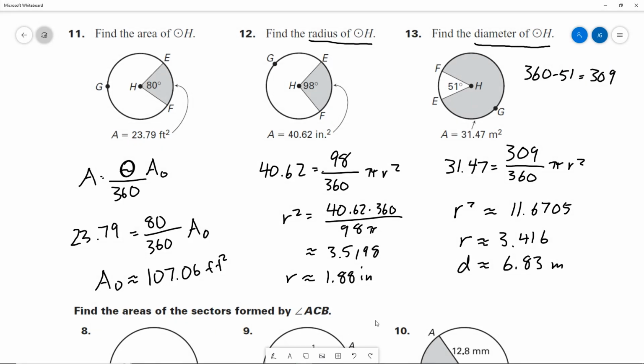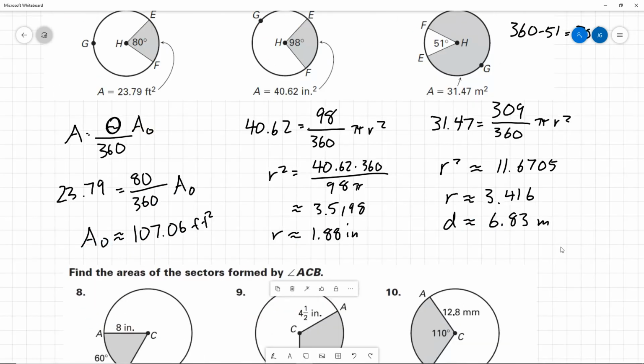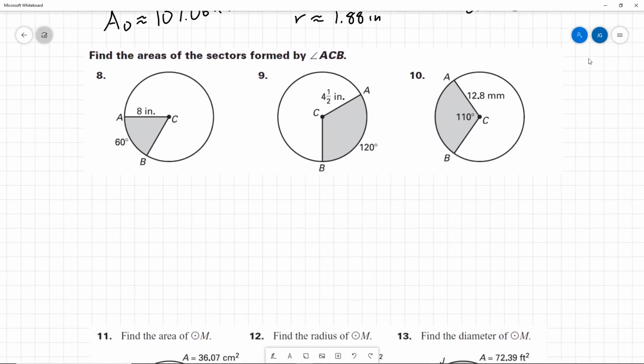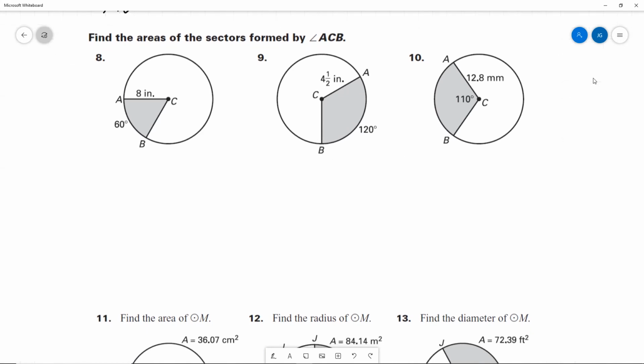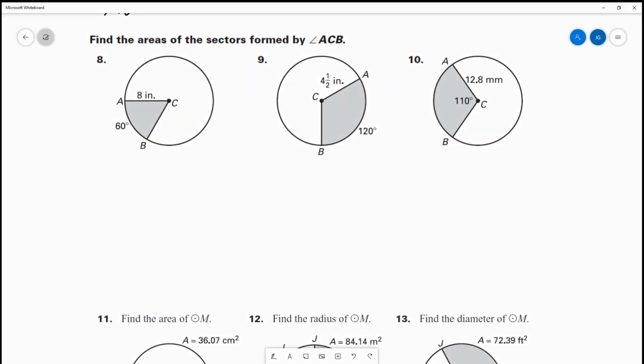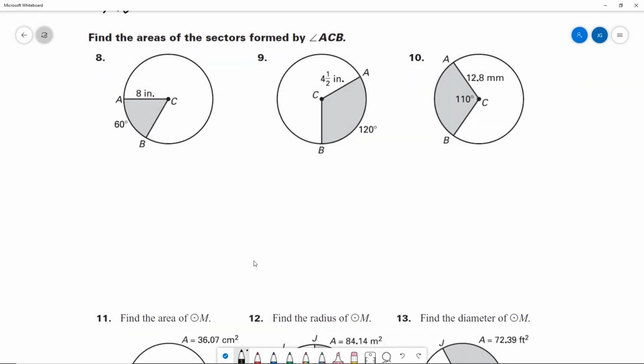So give 8 through 10 here a try, and then come back when you are ready to go. Number 8, same old formula that we've been using. Hopefully it's second nature to you now.